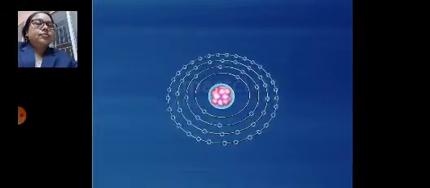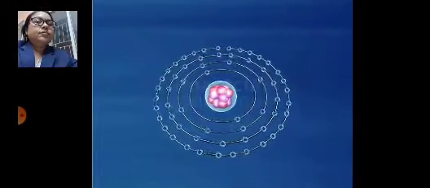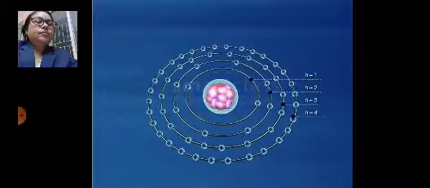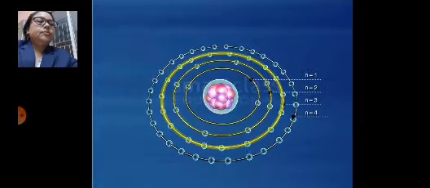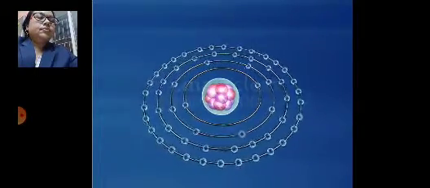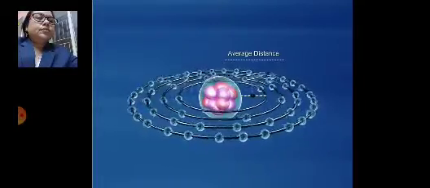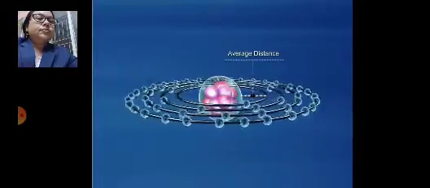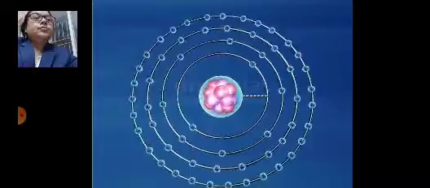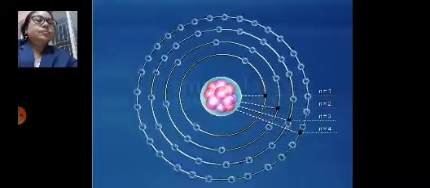Each energy level has a specific energy which is also determined by the principal quantum number n. The greater the value of n, the greater is the energy possessed by the electron present in the corresponding shell. The principal quantum number also determines the average distance of an electron from the nucleus. The greater the value of n, the greater is the average distance of the electron from the nucleus.